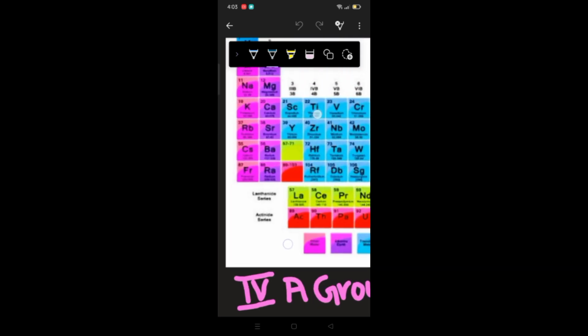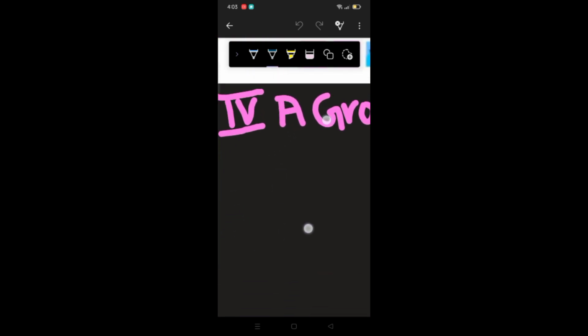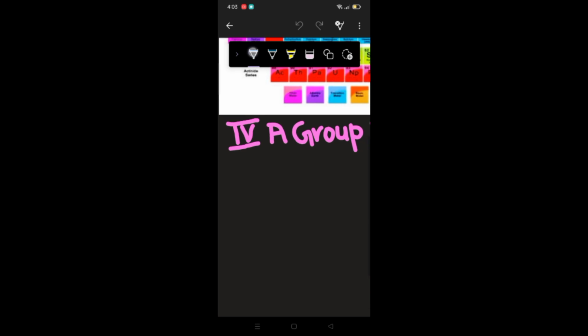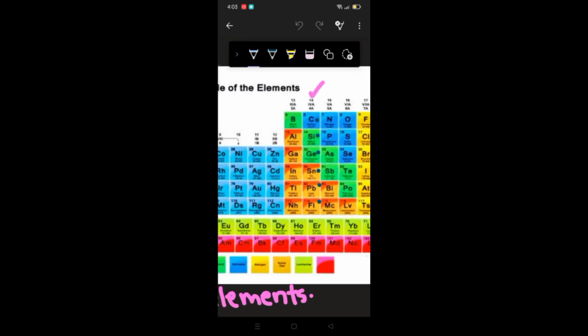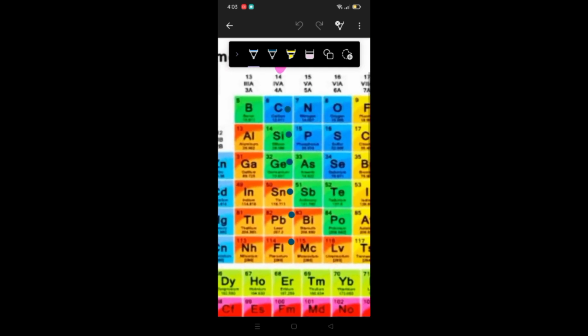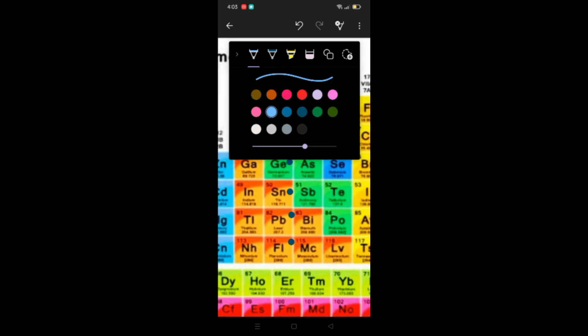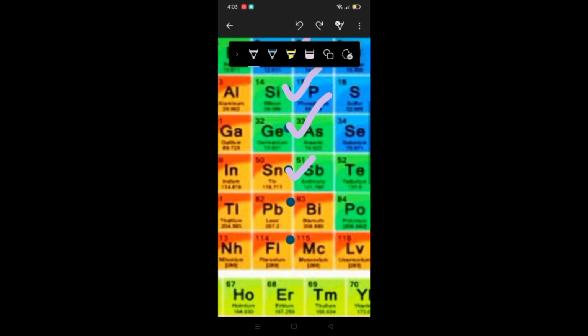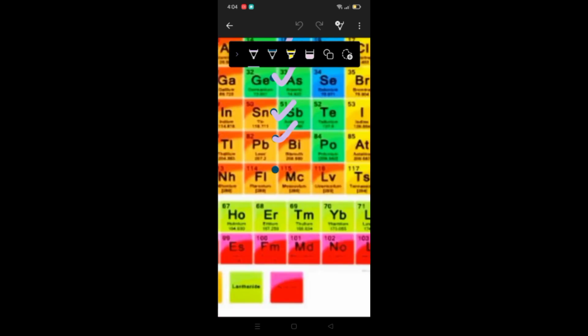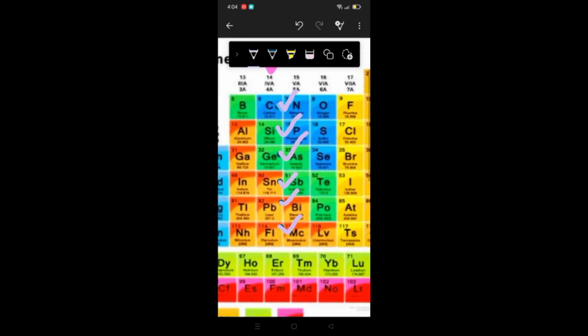Alright. So what elements do we have in this group? The first element is carbon. Then we have silicon. This is fine. So carbon, silicon, germanium, then we have tin, lead, and then we have flerovium. So these 6 elements are there in the fourth A group.